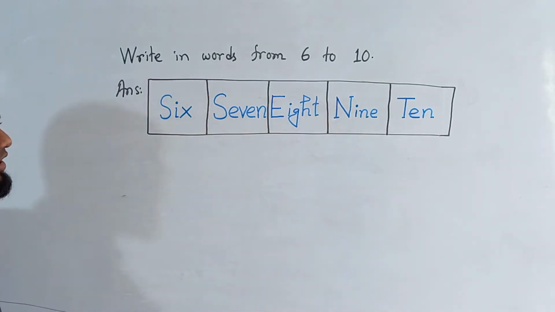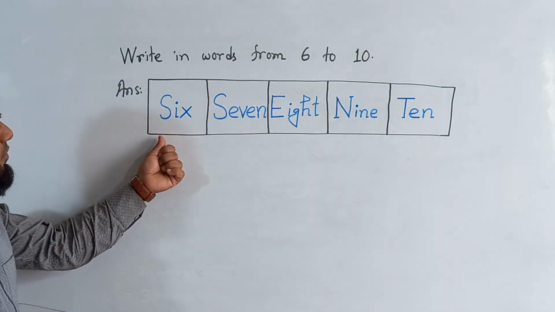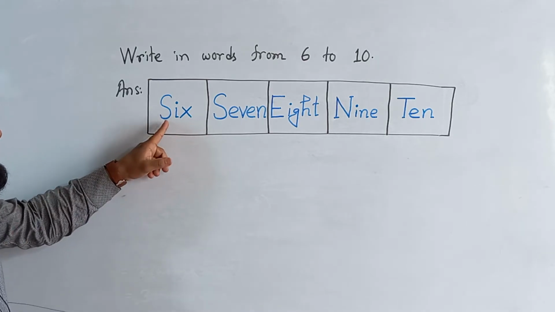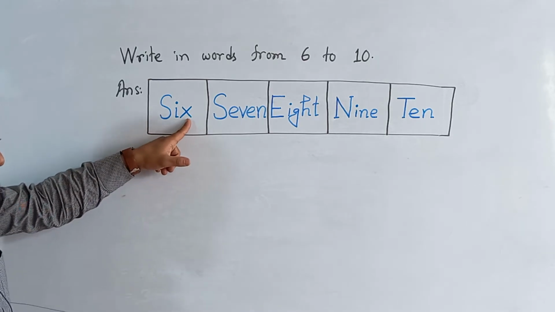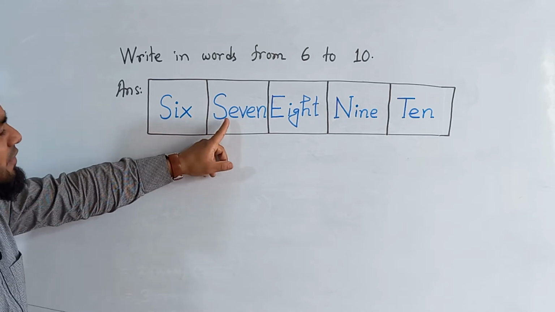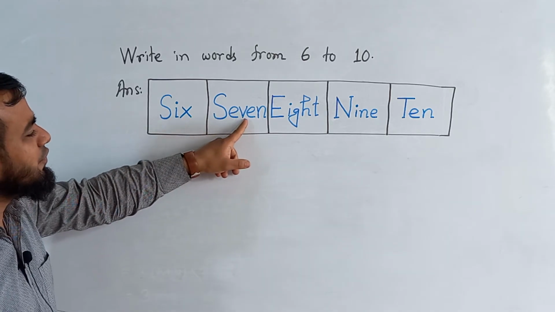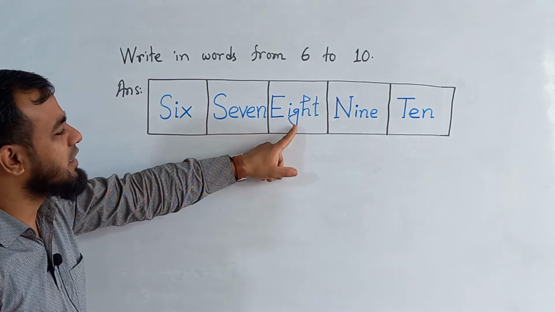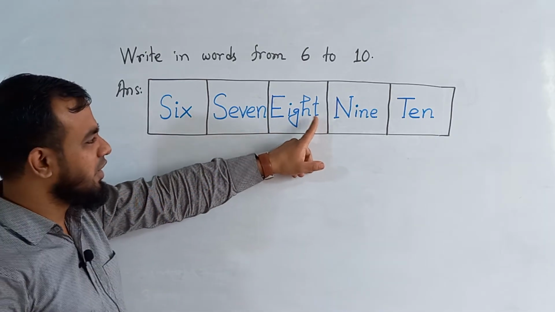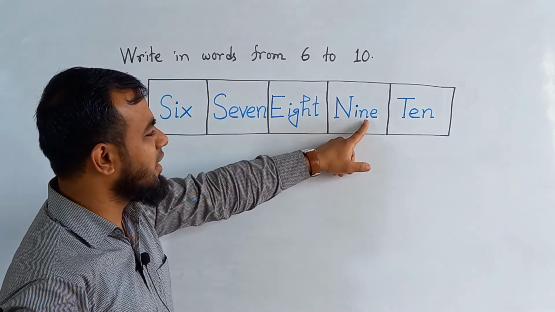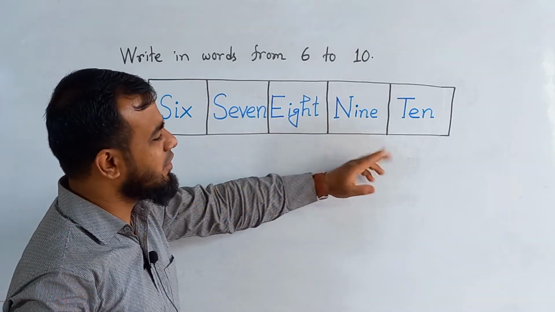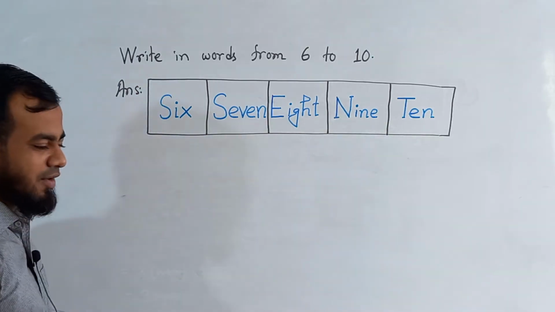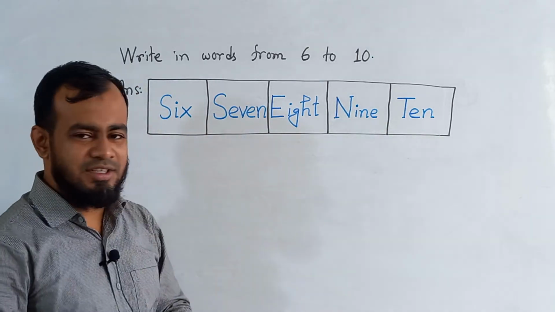Now I am repeating all the numbers, starting from 6, the first number here. The spelling of 6 is S-I-X, 6. After 6, this is 7. It's S-E-V-E-N, 7. After that, it's 8. It's E-I-G-H-T, 8. Then comes 9. It's N-I-N-E, 9. And the last number is 10. It's T-E-N, 10.